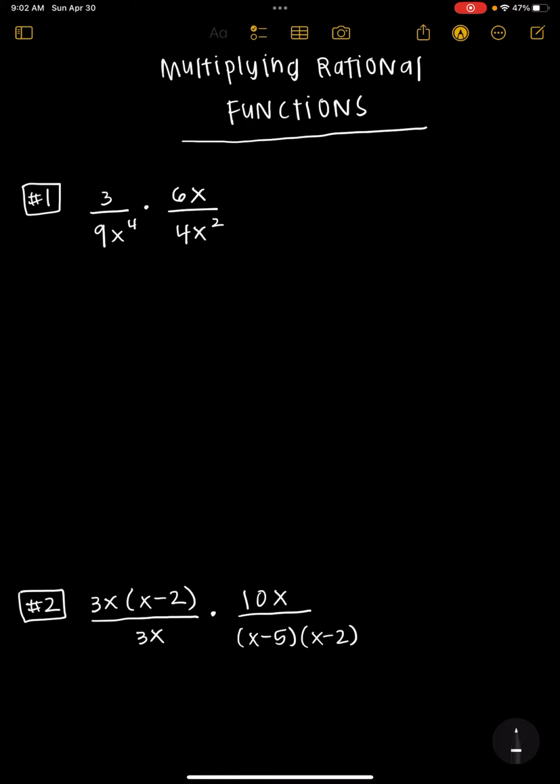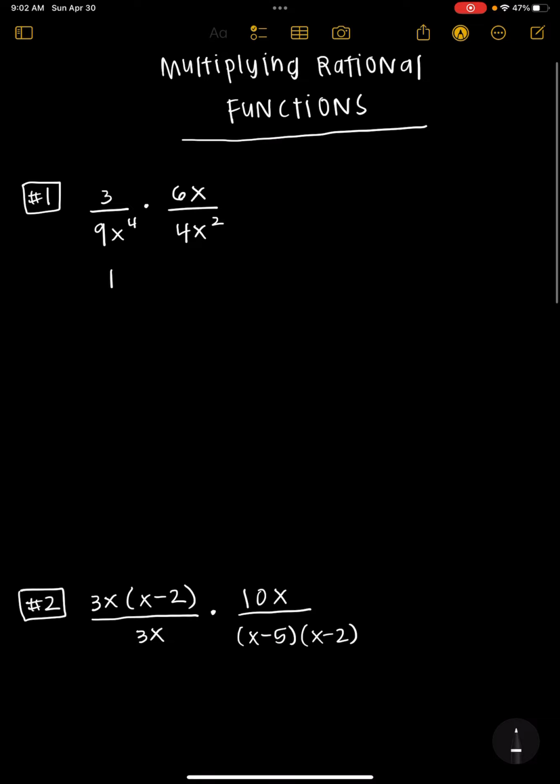I'm going to start by simplifying that left fraction, which is 3 over 9x to the fourth. If you notice, you have a 3 on top and a 9 on bottom. Both of those are divisible by 3, so I'm going to divide them both by 3. 3 divided by 3 gives me a 1, and 9 divided by 3 gives me 3. So I can rewrite this fraction as 1 over 3x to the fourth.